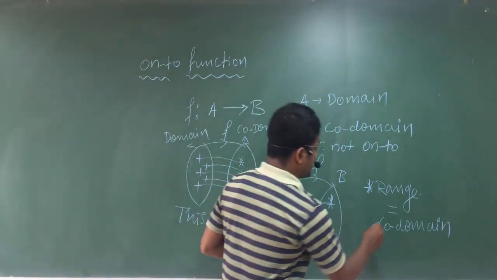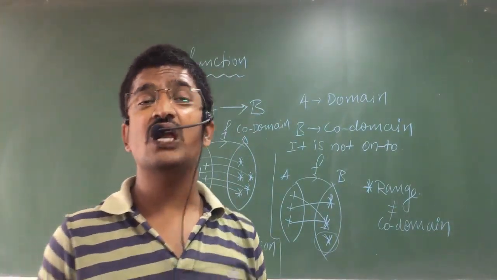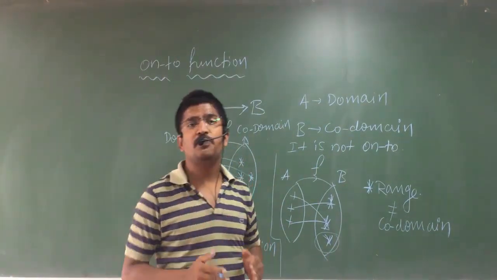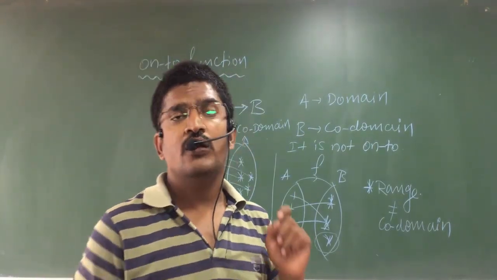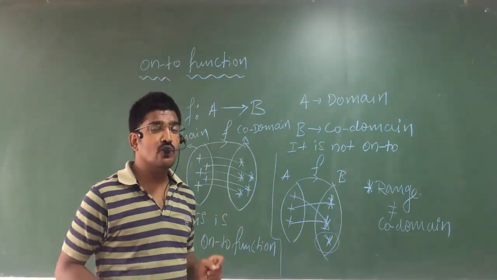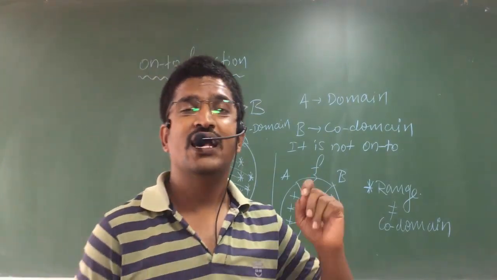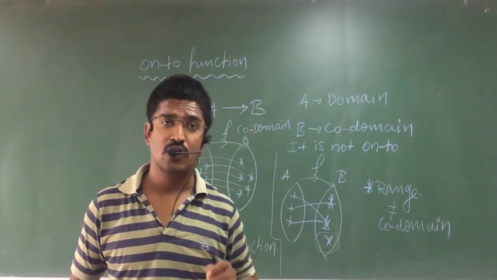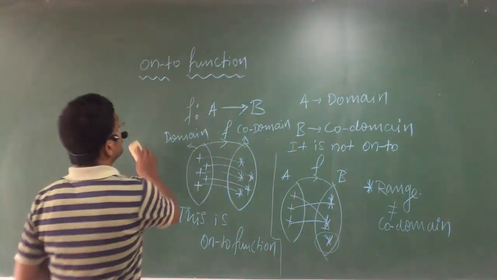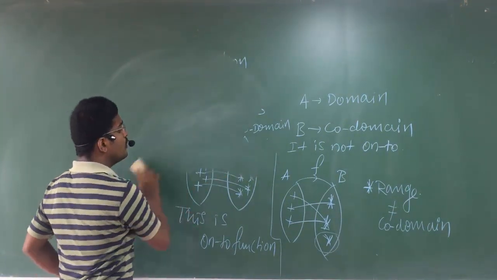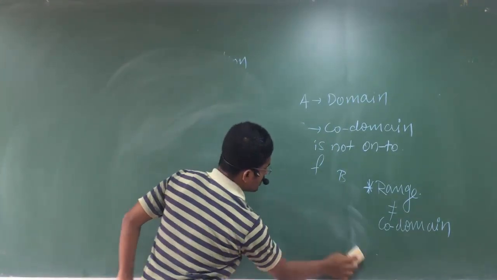Suppose range is not equal to codomain, then that particular function is not going to be onto. Are you clear? Please remember, if range is equal to codomain, then it is onto. If range is not equal to codomain, it is not onto. Clear? Okay. So from this, we shall go for some problems where you have to show a function is onto and how to show it is not onto. Clear? Okay.